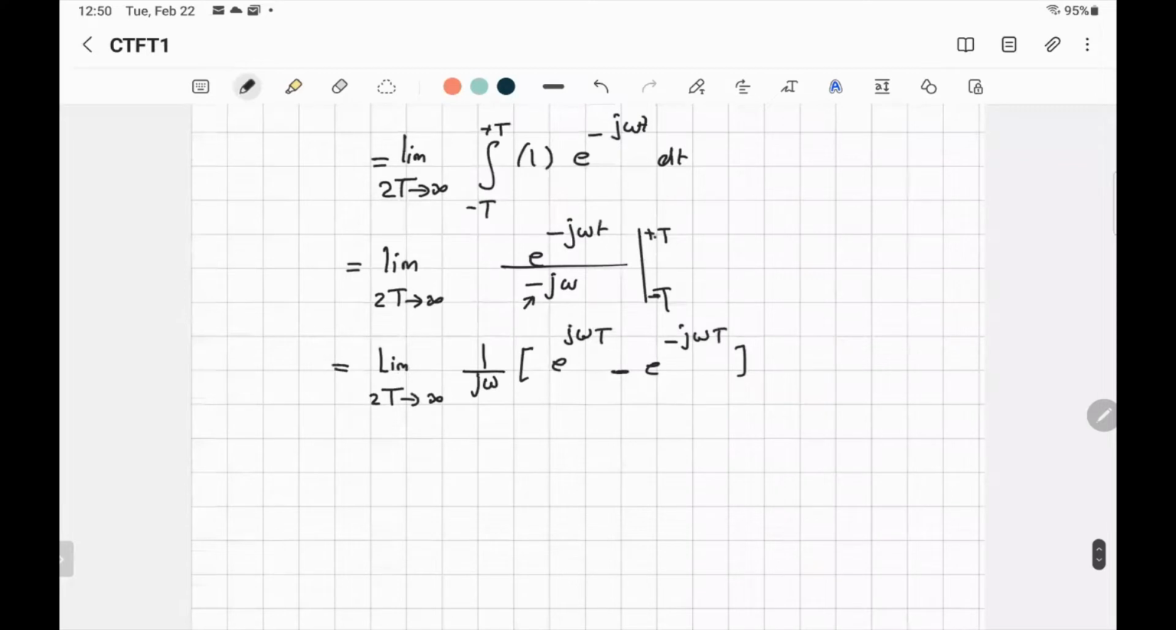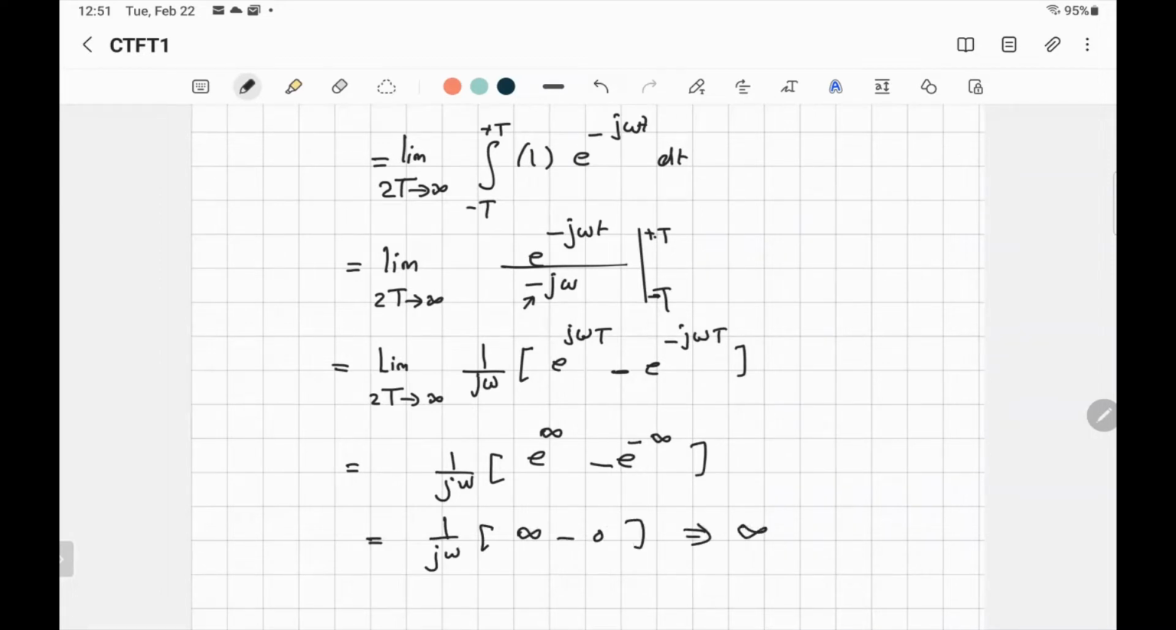Now I start to put in the limits. If 2T goes to infinity, it means T goes to infinity. So 1 over j omega, and then I ask myself, e to the power infinity minus e to the power negative infinity. I put T equal to infinity. So I will have 1 over j omega, and e to the power infinity is infinity, e to the minus infinity is equal to 0. So what's the answer? Infinity. I didn't get anything.